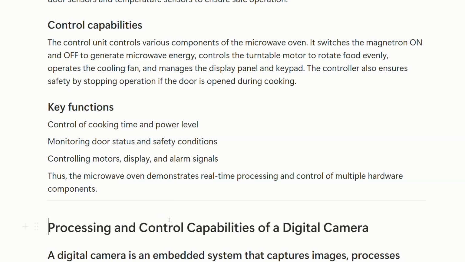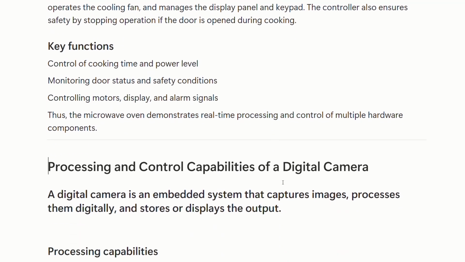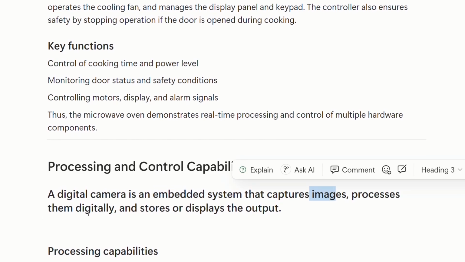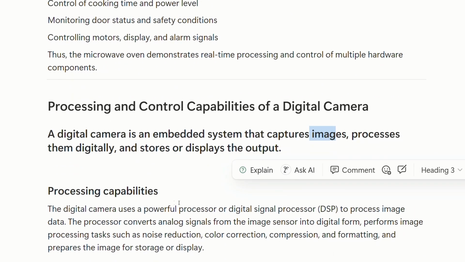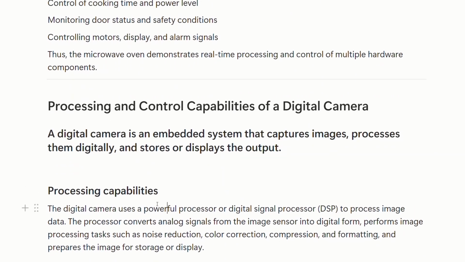Now we will see the processing and control capabilities of a digital camera. So a digital camera is an embedded system that captures images, processes them digitally, and stores or displays the output. Now we will see processing capabilities of a digital camera.